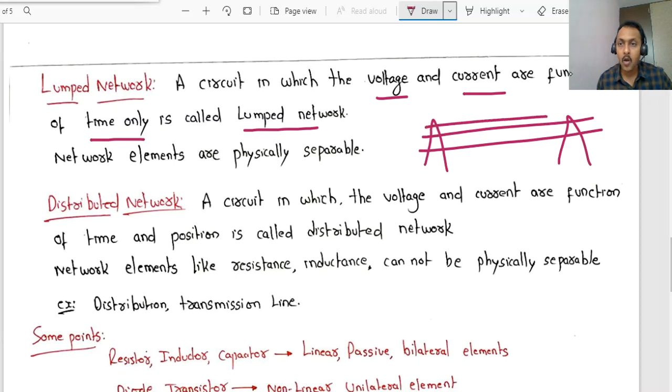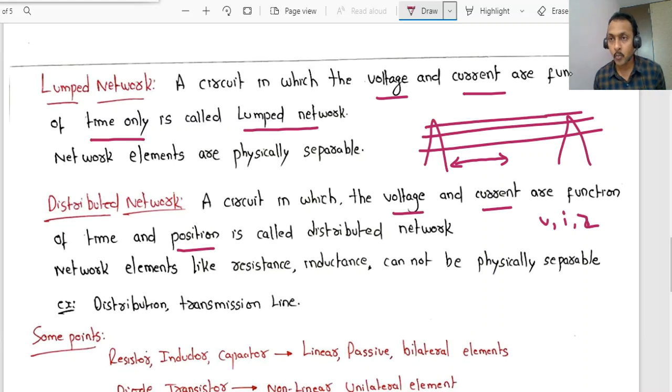Okay. Now the amount of impedance or current flowing, voltage drops will also depend upon the distance at which you are making the calculations. Not only time, the parameters of voltages, currents and the impedance, resistance will also depend upon the distance at which you are measuring these parameters. Then such kind of network is to be called as distributed network, if the voltage and currents are also depending upon the position.